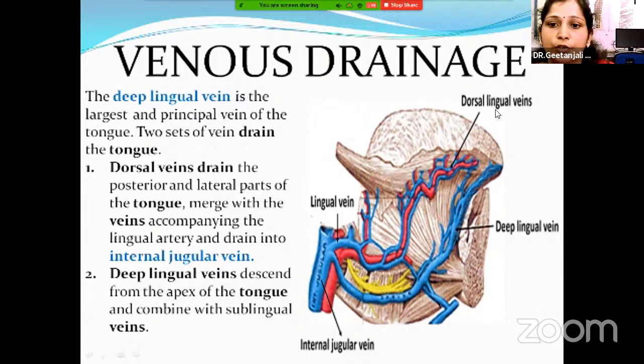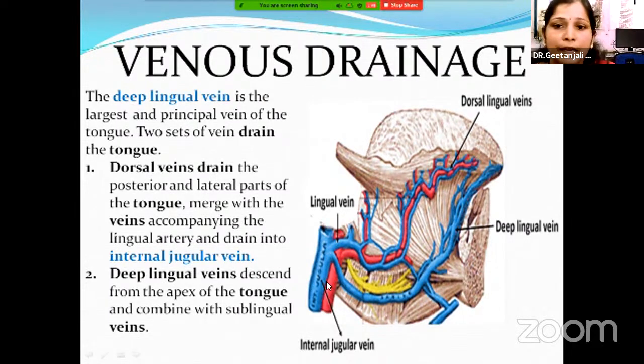This is the dorsal lingual vein, this is the deep lingual vein. Both this deep lingual and dorsal lingual vein form the vena comitans. See here, the dorsal lingual vein and deep lingual vein forming the vena comitans, and this vena comitans finally drains into the facial vein or internal jugular vein.